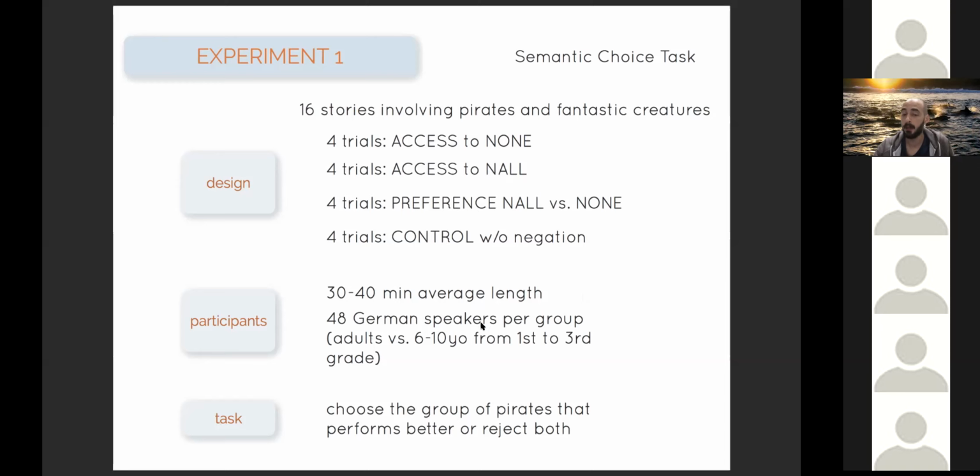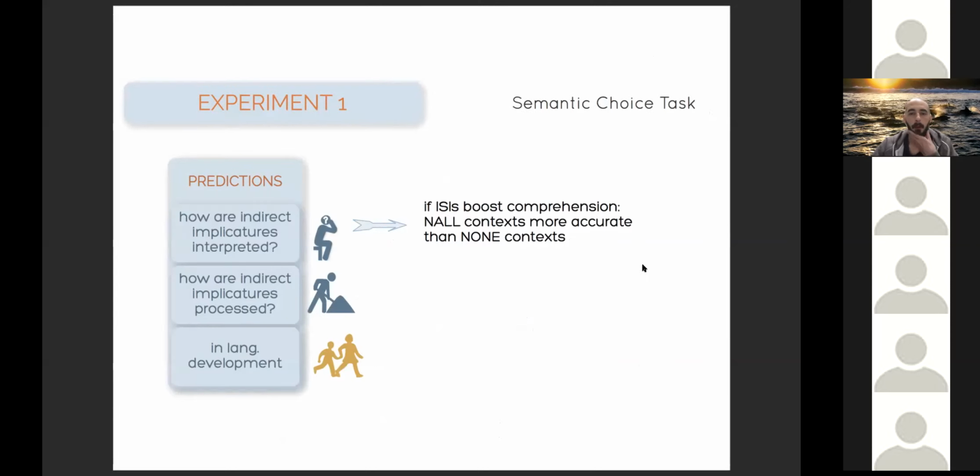And we had 48 German speakers from 6 to 10 years of age and adult controls, okay? And the task, you've seen it. Right, so what do we expect? If these kinds of implicatures boost comprehension, as some other experiments found, we would expect a facilitation effect for the null context, the implicature support context, okay? People should be more accurate there than in the non-context. So if the implicature helps you identify the correct context, then you should be better in the implicature support condition.